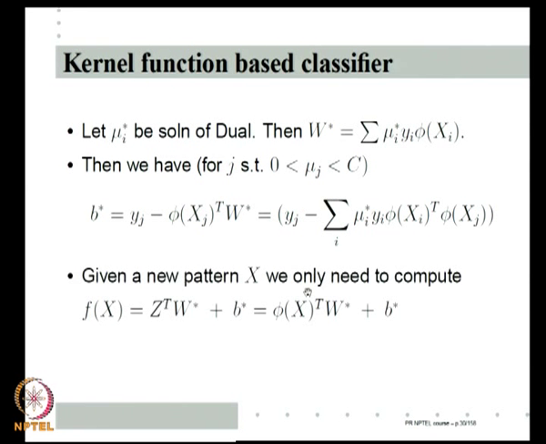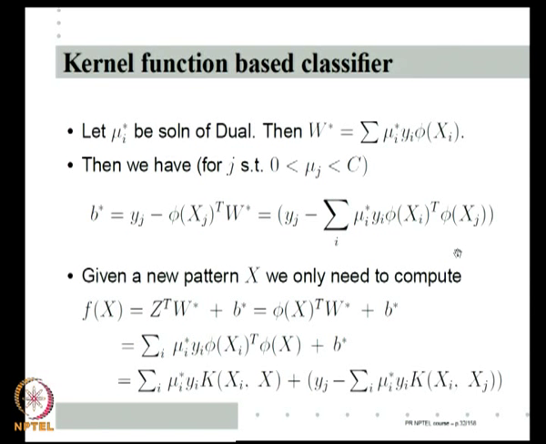Now, is that good enough? Yes. What do I have to do? Given a new pattern x, I effectively need to compute z transpose w star, that is phi(x) transpose w star, plus B star. Given an x, I have to first transform it into the z, that is phi(x), then there I use the optimal hyperplane. So, I have to calculate phi(x) transpose w star plus B star. Now, w star is given by this. So, this term is w star transpose phi(x), that is sum of mu_i y_i phi(x_i) transpose phi(x), plus B star. Now, phi(x_i) transpose phi(x) is k(x_i, x), and B star can also be written in terms of k(x_i, x_j). So, everything can be written in terms of the kernel function now.